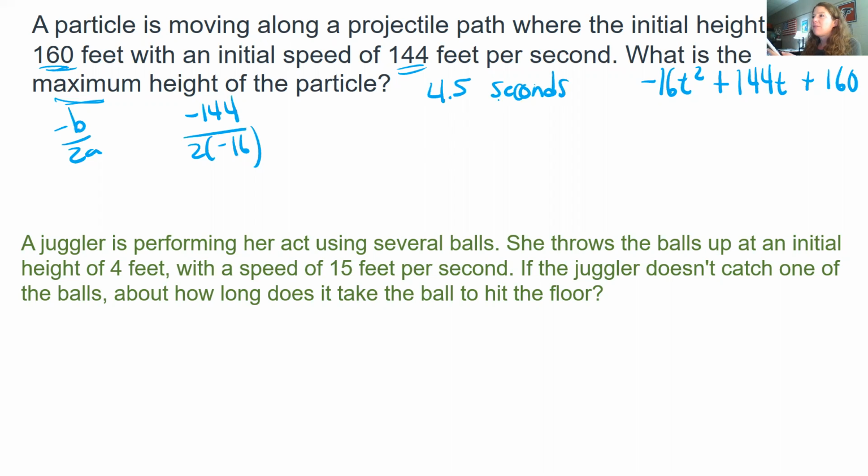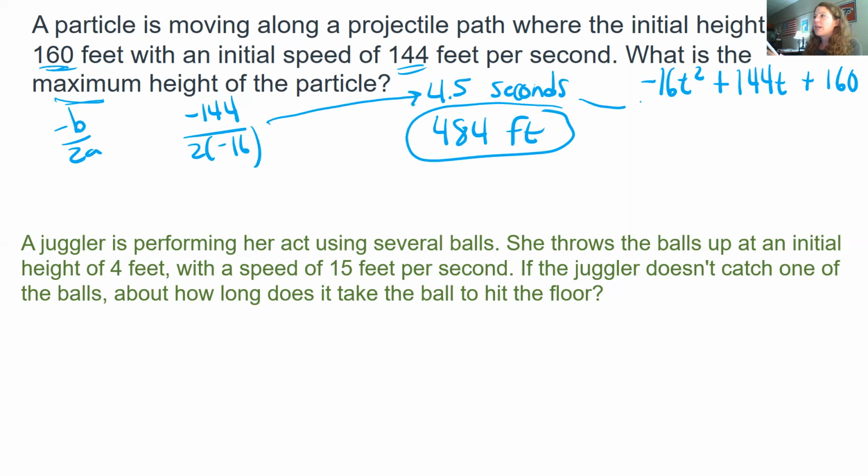So now when we plug 4.5 into our equation, we have negative 16 times 4.5 squared plus 144 times 4.5 plus 160. And the answer is the maximum height is 484 feet. That's the answer they're looking for. So you have to use this answer first, plug it into your equation, and get your second answer.